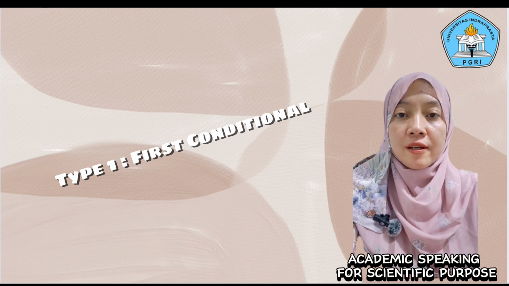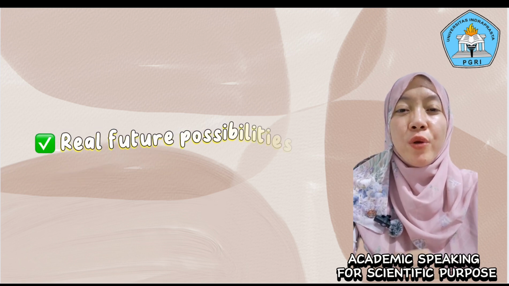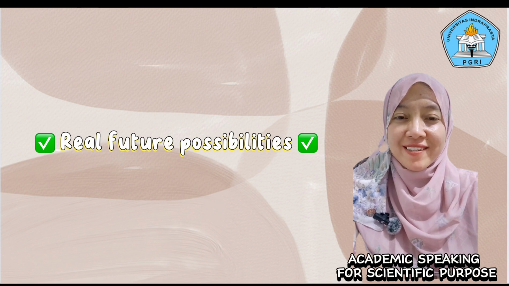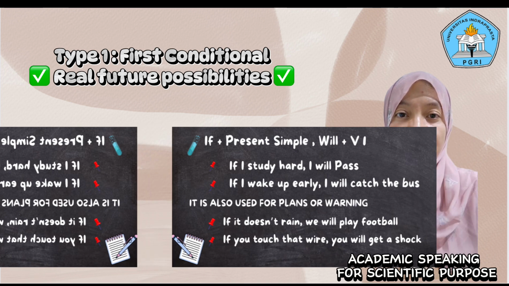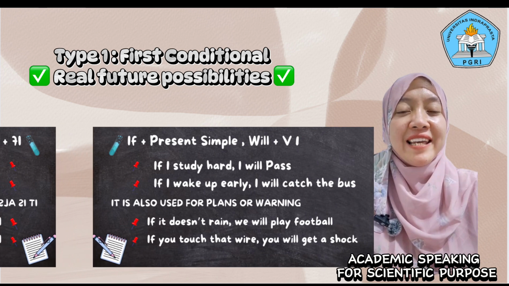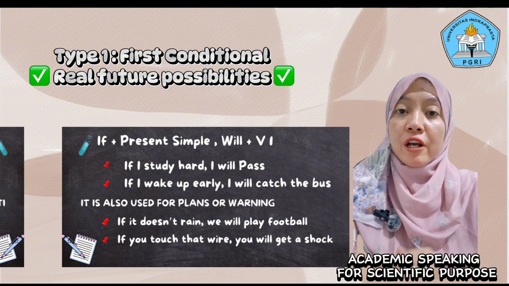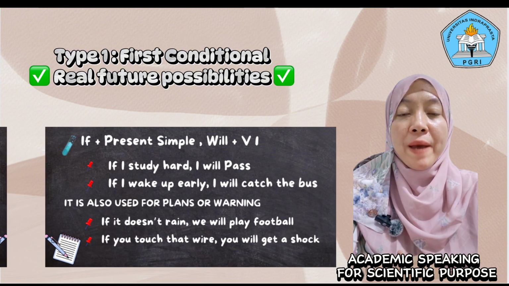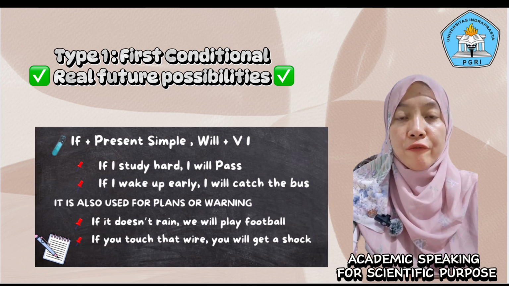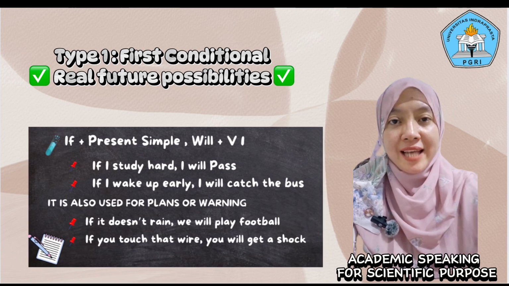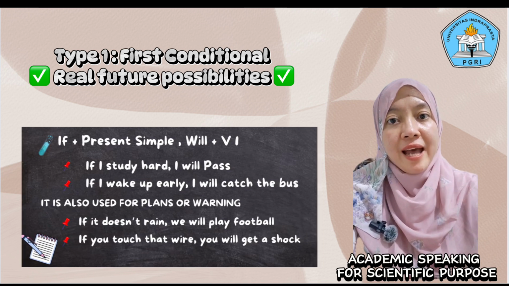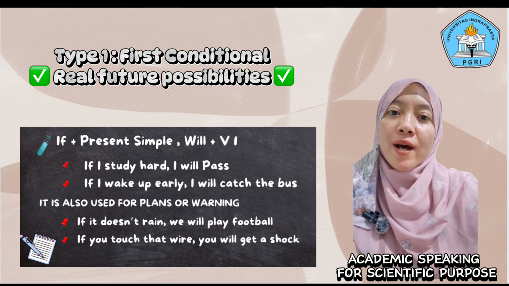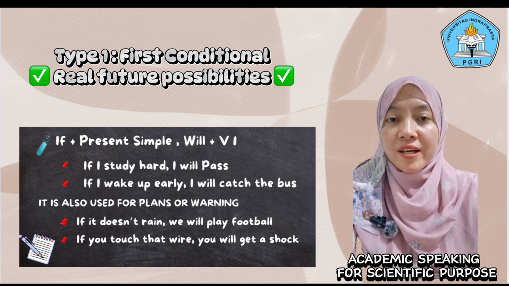Alright, now we move on to type 1, the first conditional. We use this when we talk about real and possible situations in the future. Things that might actually happen as long as the condition is met. The formula is if plus present simple for the condition and will plus the base form of a verb for the result clause. For example, if I study, I will pass the test. That's a real possibility. If I put in the effort, passing the test is likely. And here's another one. If I wake up early, I will catch the bus.